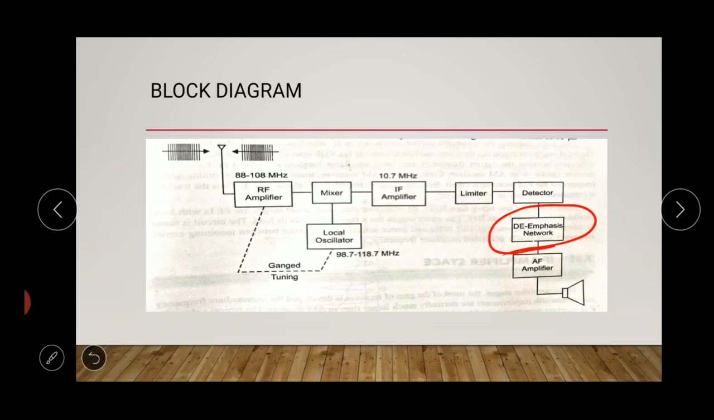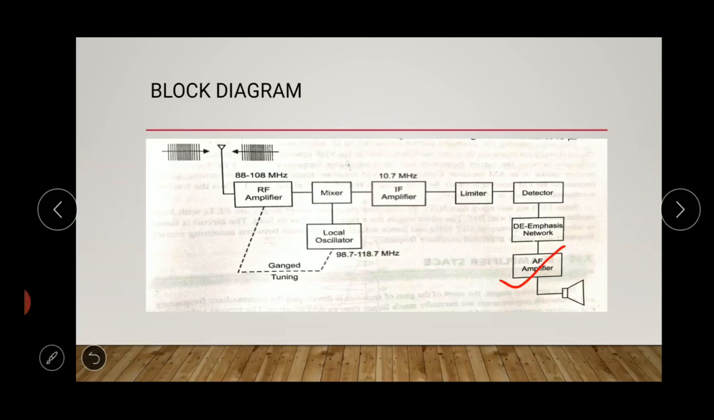Next, the output of the de-emphasis network is applied to the AF amplifier. This audio frequency amplifier amplifies the signal and finally sends it to the speaker. The speaker gives the audio signal or sound signal.